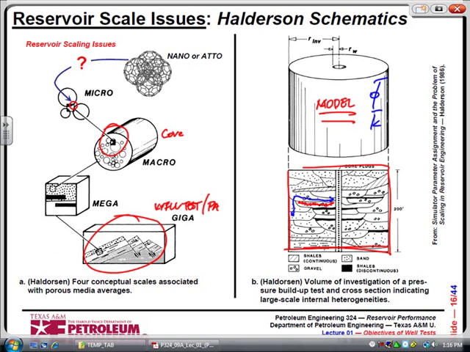How many of you think I'm talking about reservoir simulation? I'm not talking about the reservoir simulation you're going to learn in the course you're going to take next year. I'm talking about modeling something with a relatively simple concept. Now, when I go to reservoir simulation, I include all the detail at the scales that I think I can break this down into. So I'll model this as a block, this as a block, this as a block, this as a block, and so on.